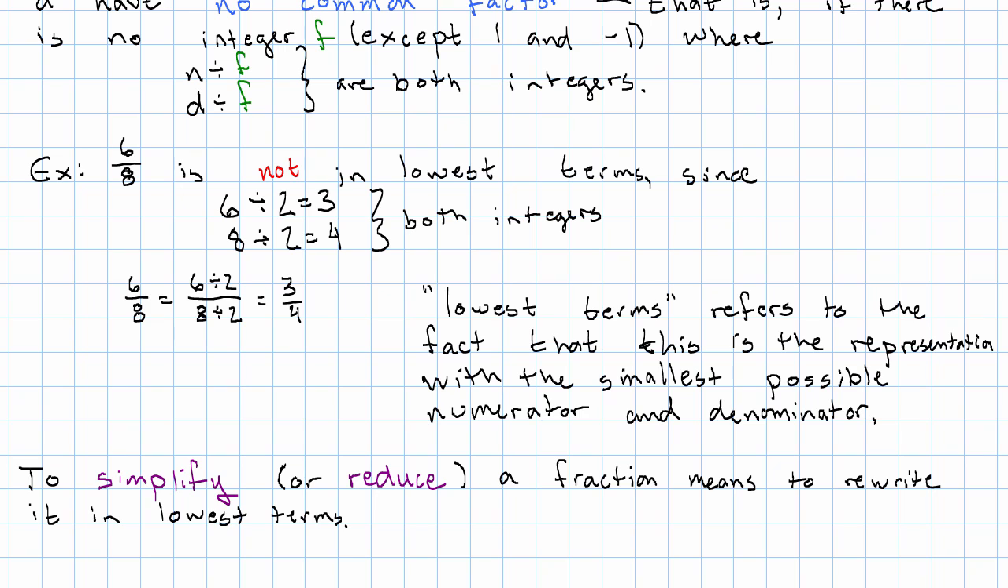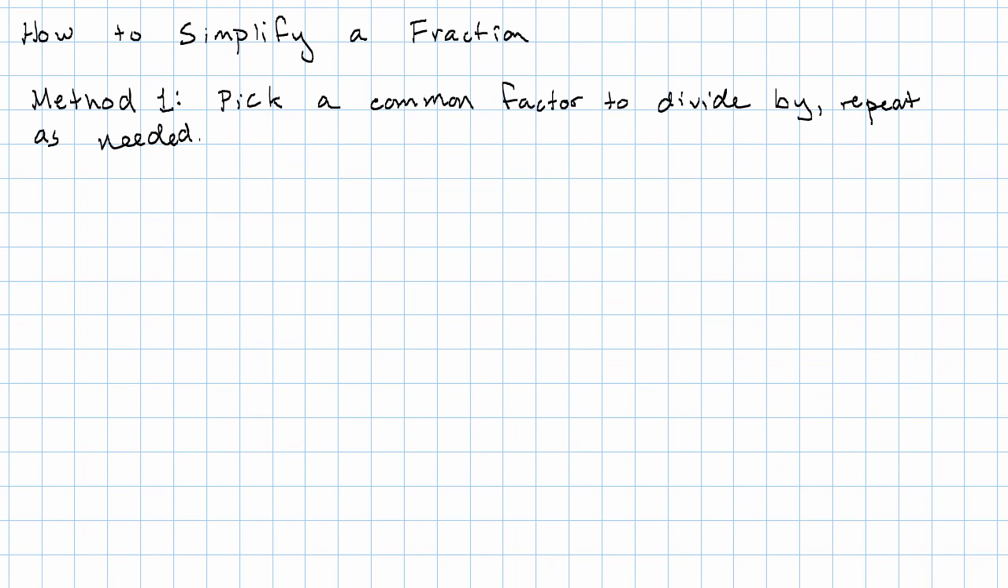So how do we go about simplifying a fraction? One method works especially well if the numbers are small and we can easily see what their factors are. In this method, we will pick a common factor of our numerator and denominator, divide by it, and then keep going until we're out of common factors.